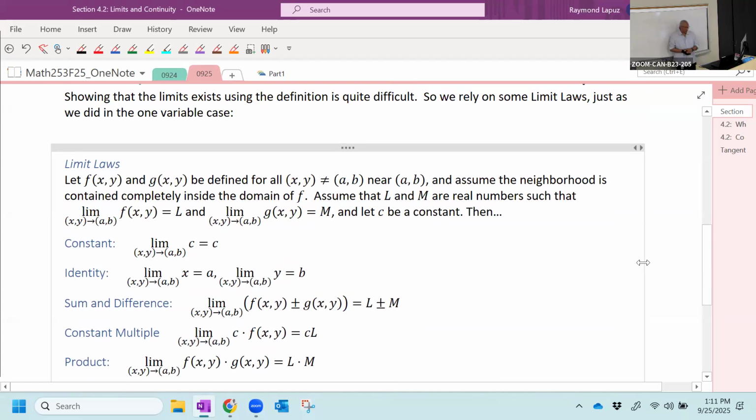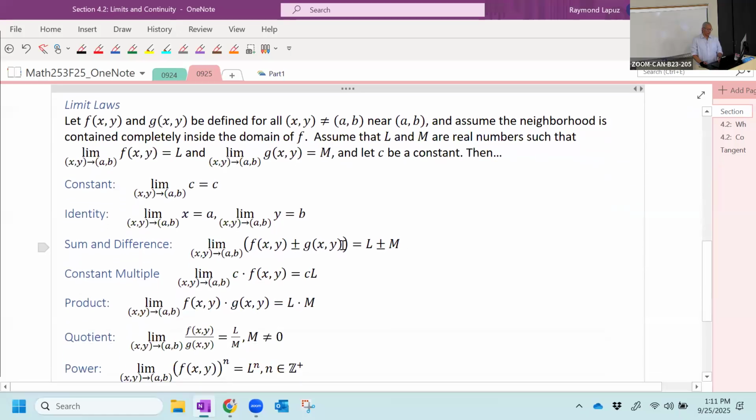All right, so limit of a constant is just going to be the constant. Limit of x is just going to be a. Limit of y is just going to be b. Now, assuming we know the limits of f and g as x, y approaches a, b, then the limit of the sum and difference is equal to the sum and difference of the limits. Limit of a constant times a function is the constant times the limit of the function. Limit of a product is the product of the limits.